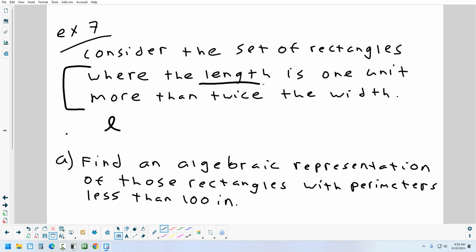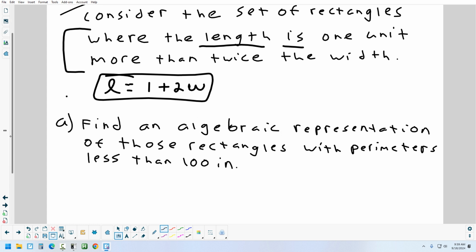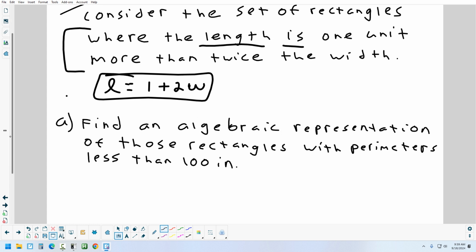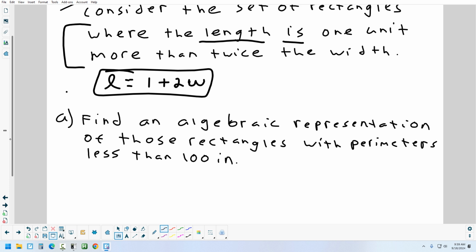So you've got length. Okay. Next word is equals. All right, keep going. 1 plus 2W. 1 plus 2 times W. Yep. Probably going to need that for something, so it's handy to just change that into an equation. Find an algebraic representation of the rectangles mentioned above that have a perimeter less than 100.